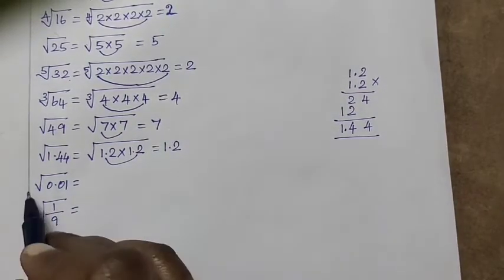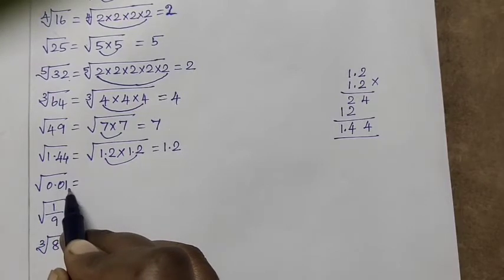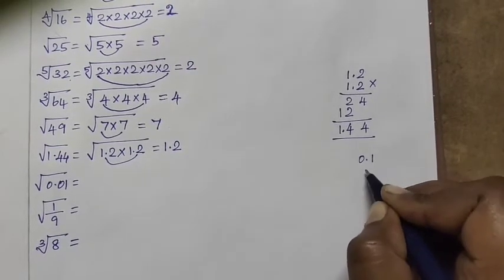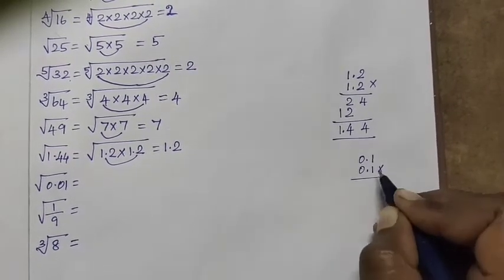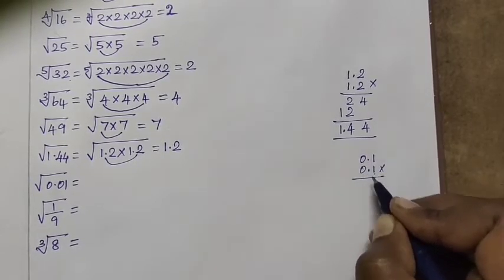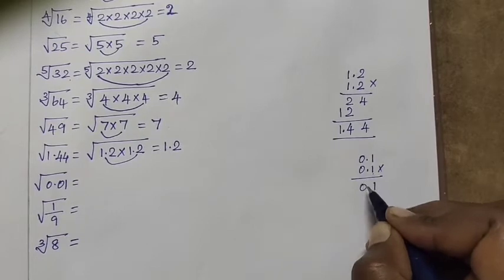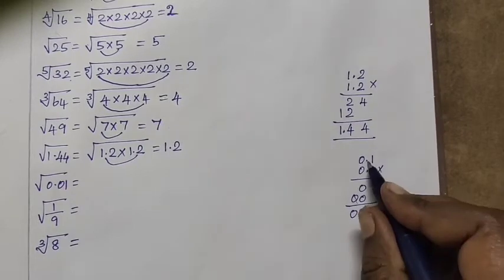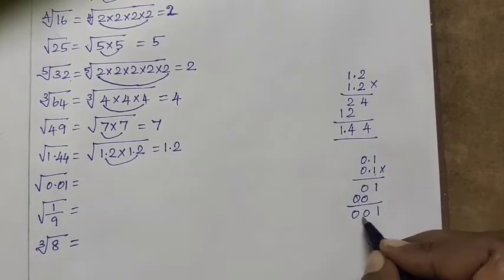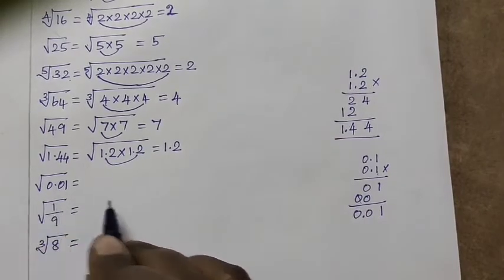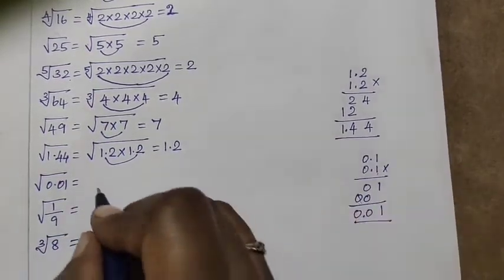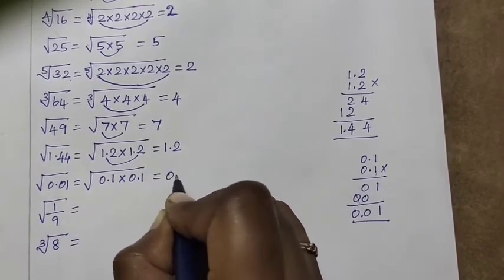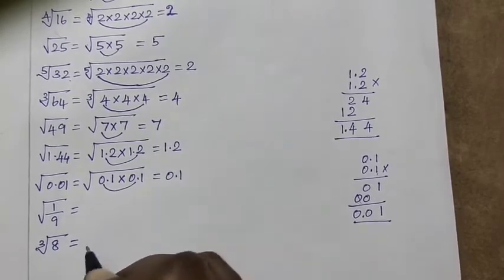In the same way, you see square root of 0.01. If you multiply 0.1 into 0.1, 1 1 is 1, 1 0 is 0, 1 0 is 0, 0 0 is 0, so 1 0 0. We have to move 2 digits. Here 1, here 1. So 0.01. This is the required answer. So 0.1 into 0.1. Among these, 0.1 is the answer.